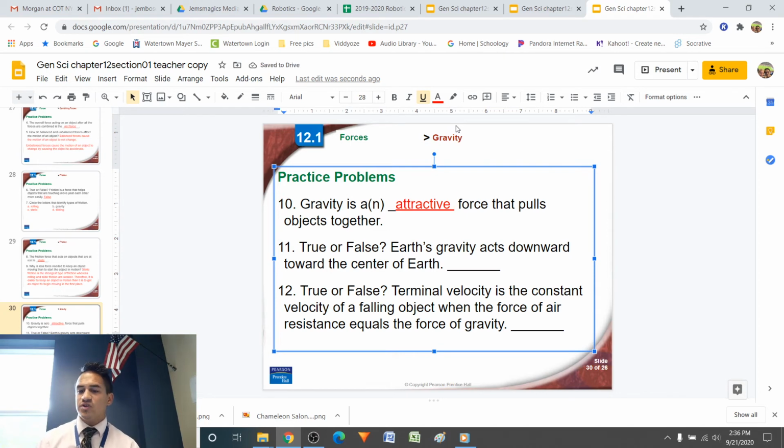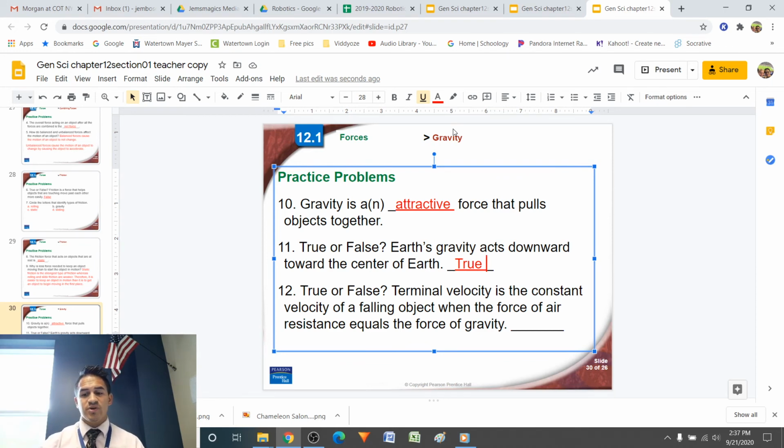Number 11, true or false? Earth's gravity acts downward toward the center of Earth. That is true. Okay, gravity is always acting downwards. It does not act at an angle. So again, what this means is that gravity is always going to be pulling straight down. Even if an object is going down a ramp, right, and it's going down at a diagonal angle, gravity is still pulling it straight down, even though the object's sliding this way. Gravity, the force of gravity is still straight downwards.